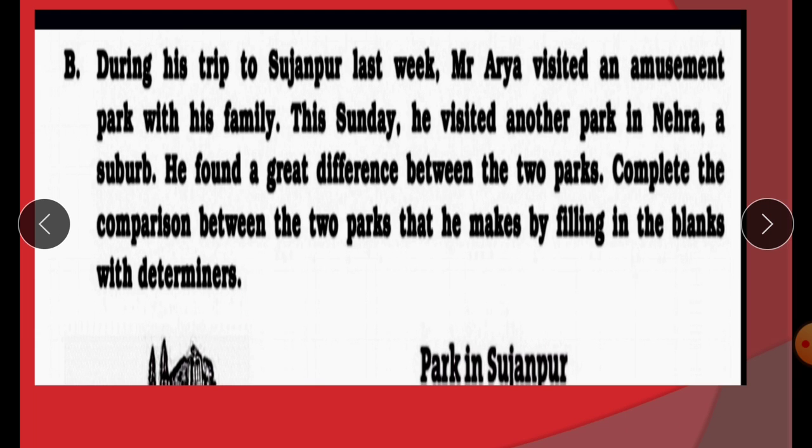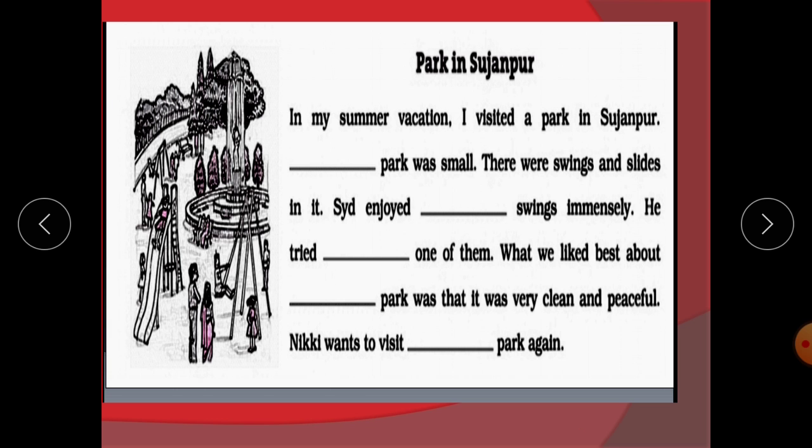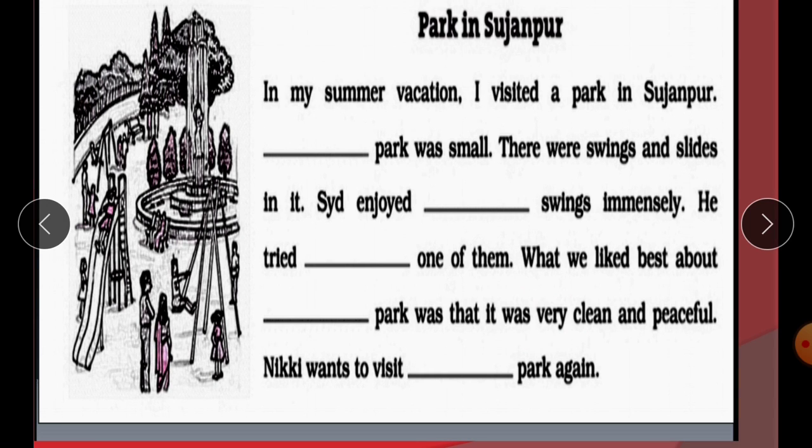Now, complete the comparison between the two parks that he makes by filling in the suitable determiners. Okay beta, in the next exercise, you have to fill in the suitable determiner, meaning this, that, these, those. What should we write there? You have to see. Now, let's discuss the park in Sujanpur. In my summer vacation, I visited a park in Sujanpur.